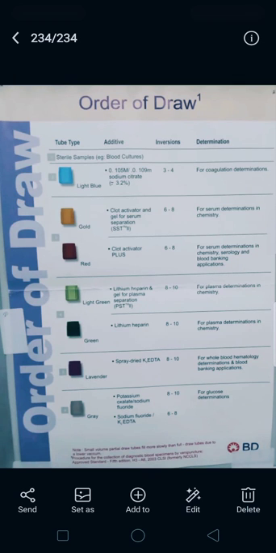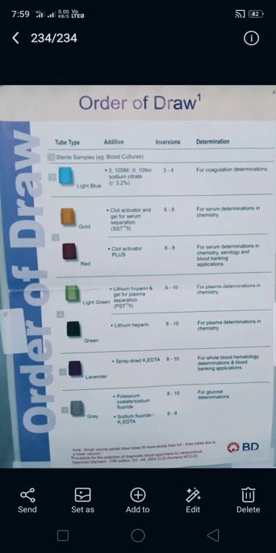Order of draw. Light blue: 3.2% sodium citrate, 3 to 4 times inversion for coagulation determination. Gold: clot activator and gel for serum separation (SST), 6 to 8 times inversion for serum determination in chemistry.